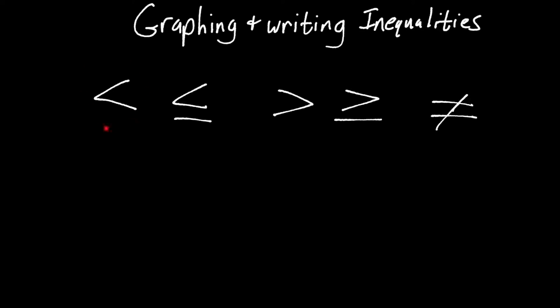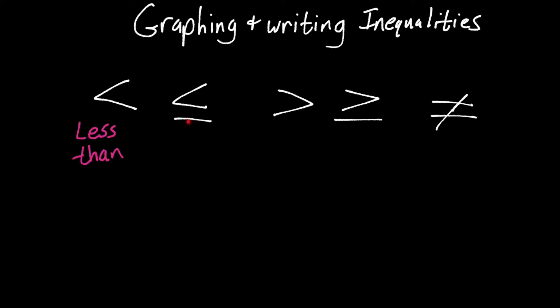This symbol right here, and we'll talk about a mouth. This is the mouth, so the symbol with the mouth facing the right is less than. And this means whatever is on this side is smaller than whatever is on this side.